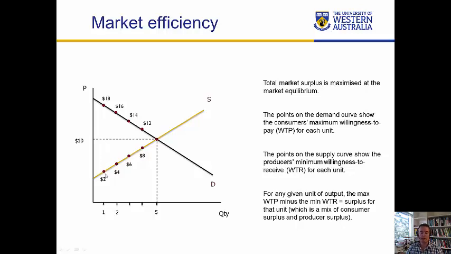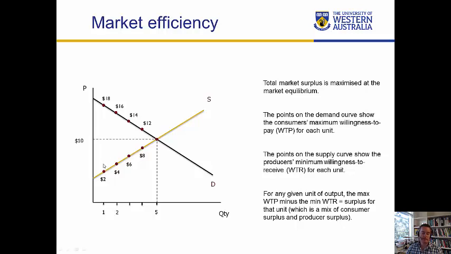We're just going through a thought exercise here, and we're asking ourselves, if we had to, as a producer, what is the absolute minimum we would be willing to receive? The answer is $2. That's just enough to cover our additional or marginal variable costs associated with that first unit of production.